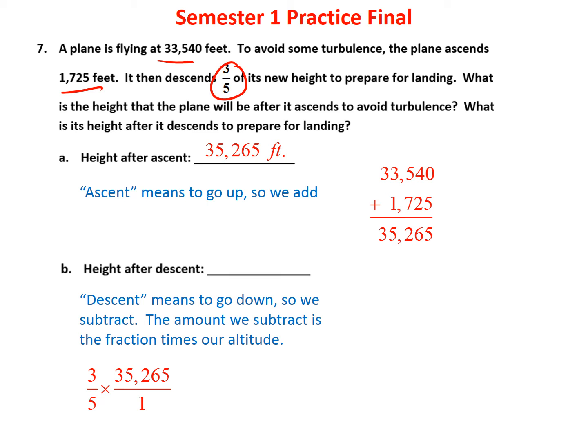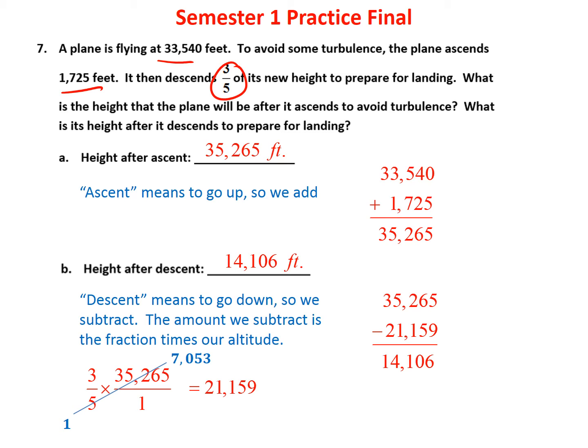So we take 3/5 and multiply it by 35,265. I noticed that 5 goes into this 7,053 times. And so now I just need to multiply 3 times 7,053, and I find out that the amount we descend by 3/5 is 21,159. So this is how much we're going down. So when I take my amount after ascent and go down 21,159, we'll end up at 14,106 feet, and that's the answer to B.